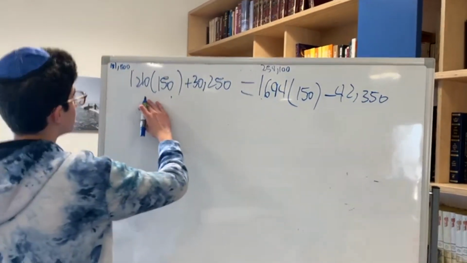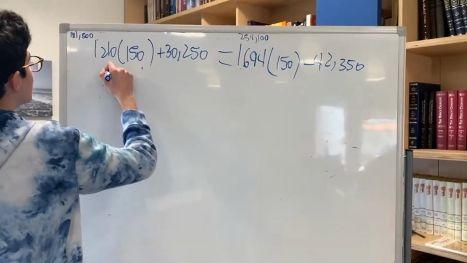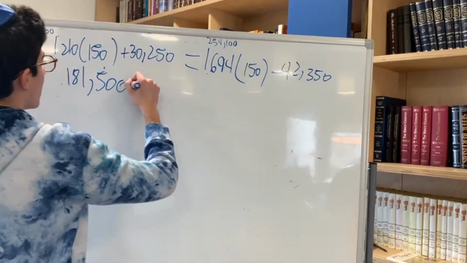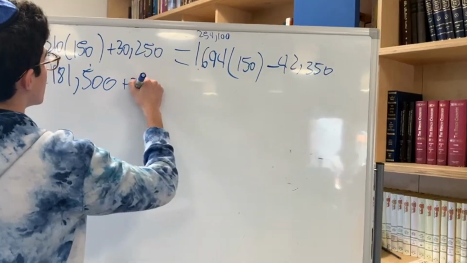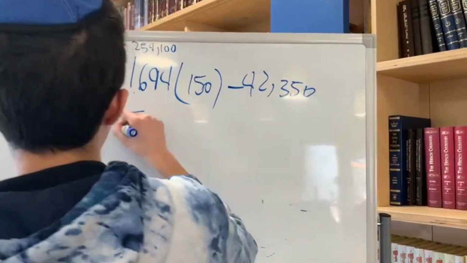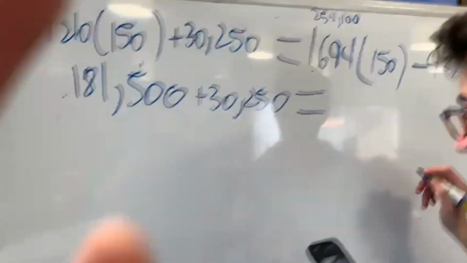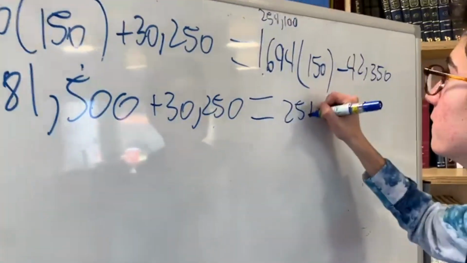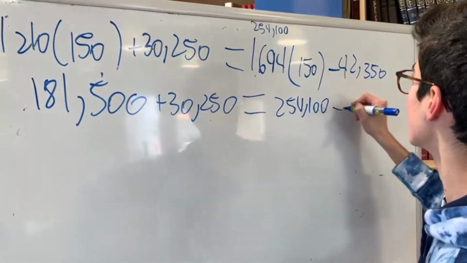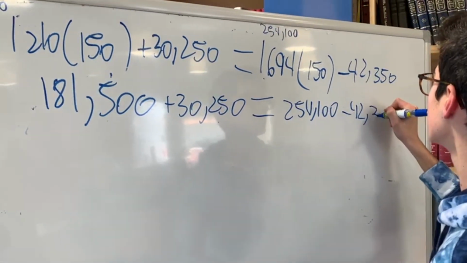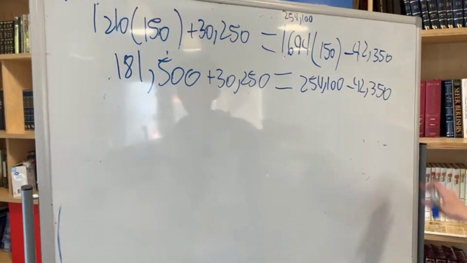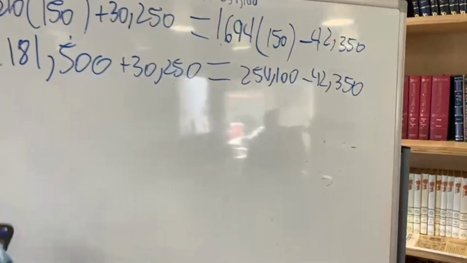1,210 times 150 is 1,181,500. Now we still have this over here, so plus 30,250. Okay, now let's go to the other side. 1,694 times 150 is 254,100. But we still have the minus over here, so minus 42,350. Now we just have to add and subtract, and they should equal the same thing.